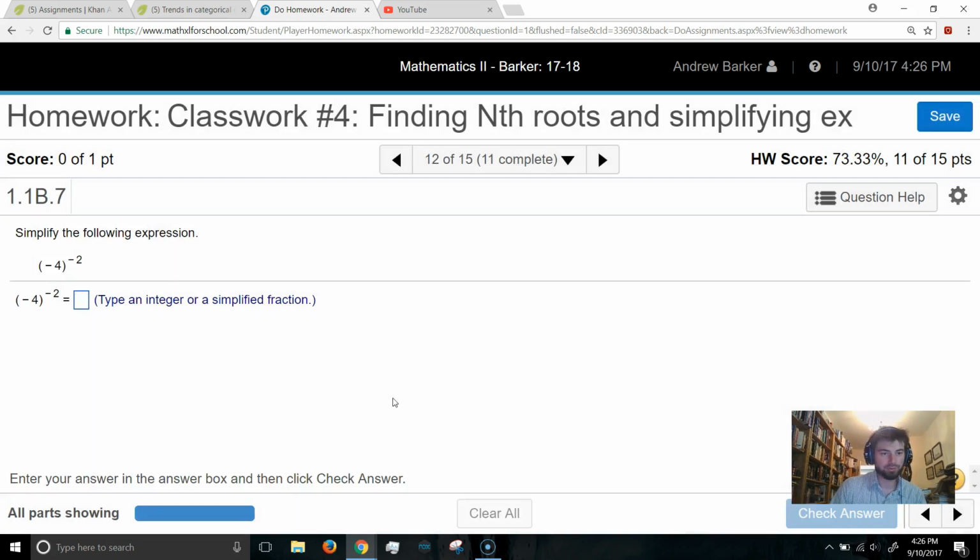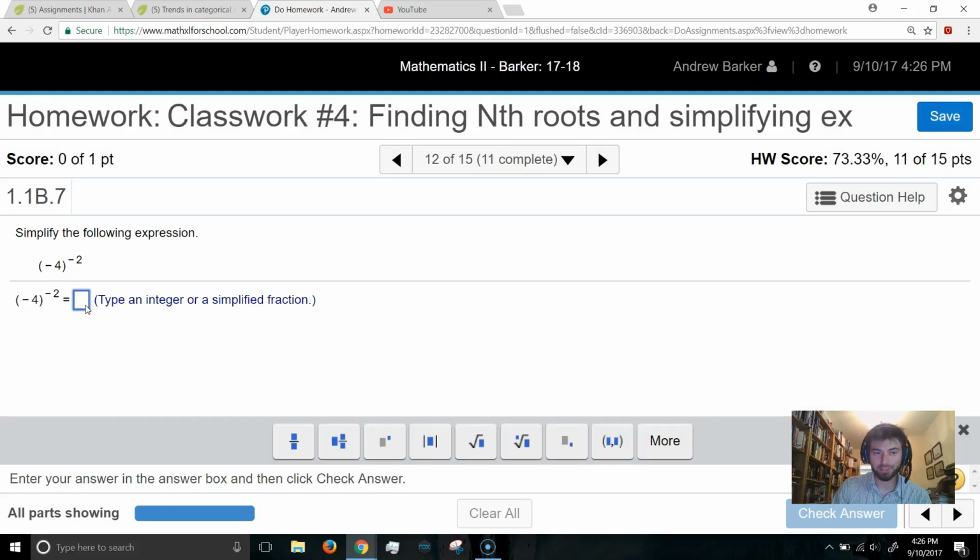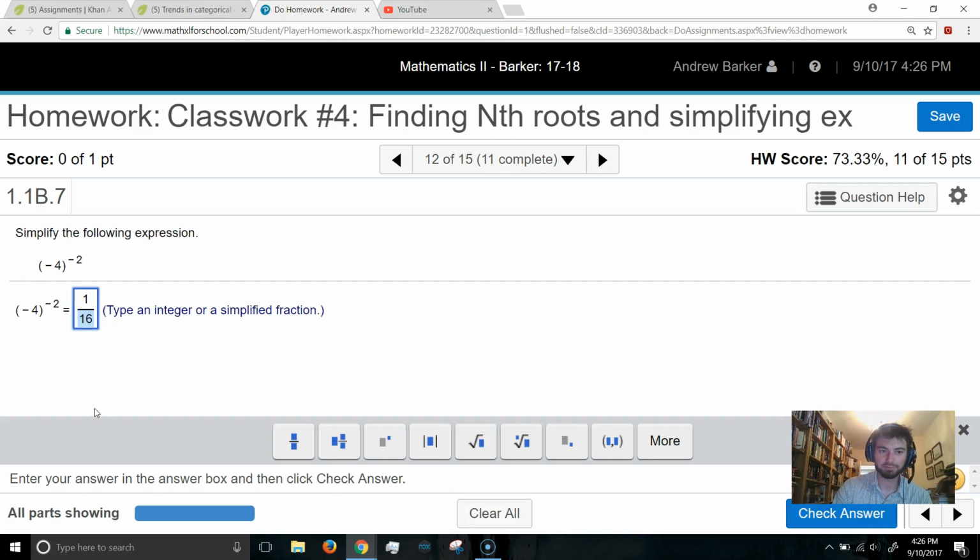Because there's no parentheses. So this one has parentheses, so that negative is being divided twice. So 1 over 16. The negative does get canceled in this case because they're saying that that negative is part of the 4 and not just hanging out in front.